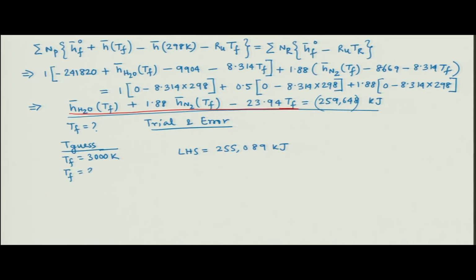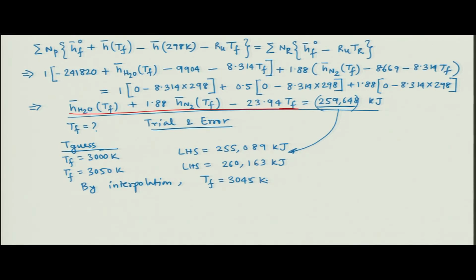So, let us say Tf is 3050 Kelvin, and if you evaluate the left hand side for that, you will get 260,163 kilojoule. Now you see that the right hand side has a value which is in between these two numbers. So, you have to interpolate, and by interpolation you can find Tf. After interpolation you will get Tf as 3045 Kelvin. That is the final temperature of the product gas inside this constant volume reactor.